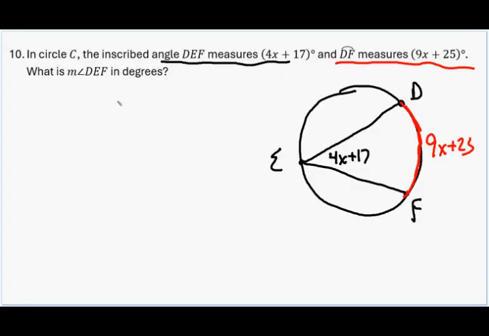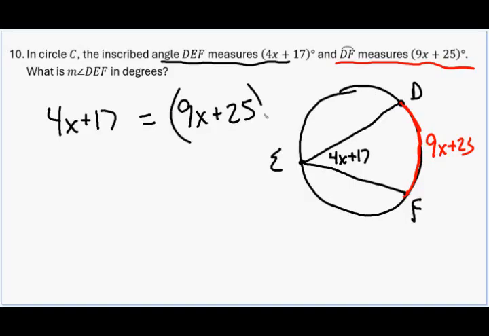So there's a couple ways we can do this. I'm going to write them in black ink equal to each other. 4x plus 17 is equal to the 9x plus 25, but I know that's not right. So there's two ways to write this. I can either take this and cut it in half, so I could put a half out here in front of the 9x plus 25. The other option would be to double this side. And I think I'm going to go about it this way.